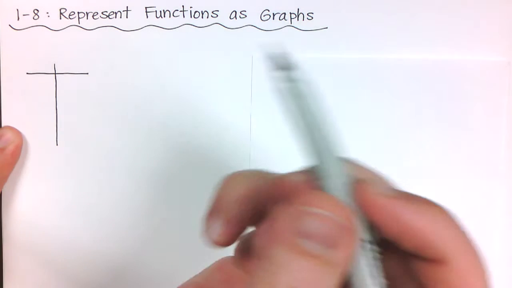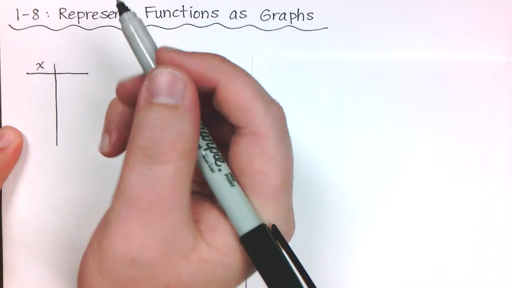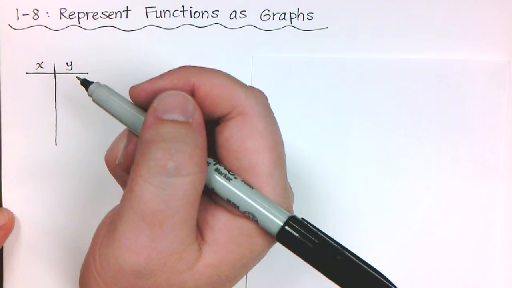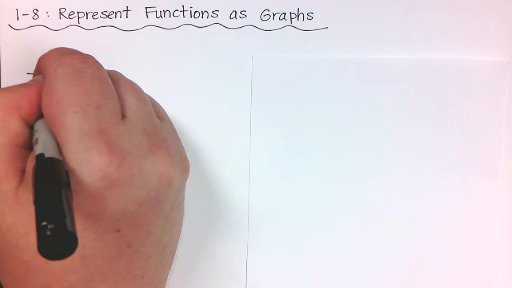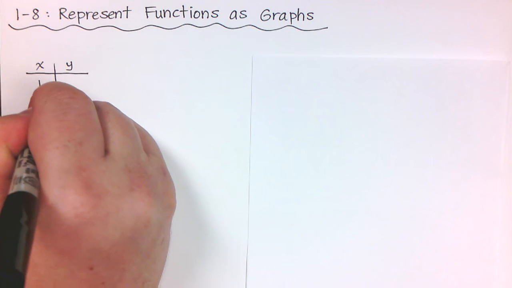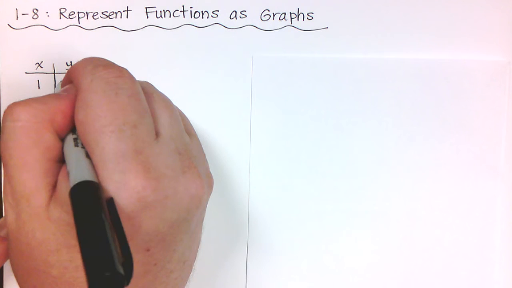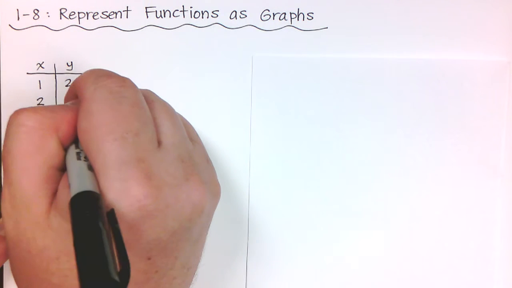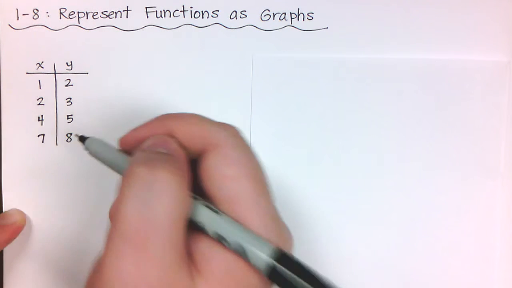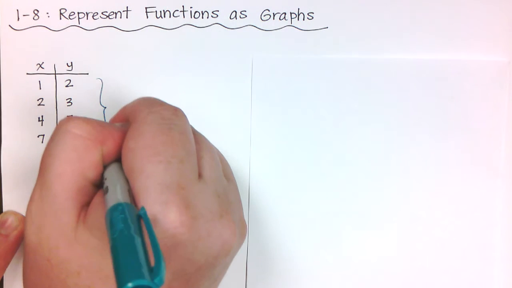We know that the table had one column for the input, and we can label that just as the x, and one column for the output, which is the y. So let's just have an example. Let's say that I have 4 values for the input, which is the domain, 1, 2, 4, and 7. And let's say it was already plugged in and I was given that the range was 2, 3, 5, and 8. Well, all of this can actually be represented as coordinate points.